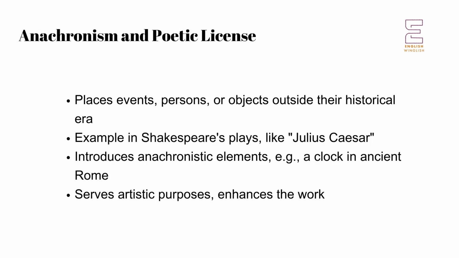Anachronism and poetic license. Anachronism is a particular aspect of poetic license that involves placing events, persons, or objects outside of their historical era. Shakespeare, in plays like Julius Caesar, introduced anachronistic elements, such as a clock that strikes the hour in ancient Rome. While seemingly erroneous from a historical perspective, such devices serve artistic purposes and do not diminish the enjoyment of the work for the audience.